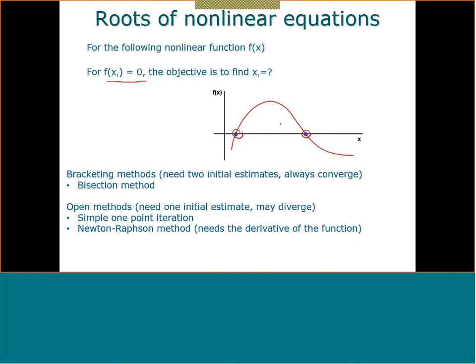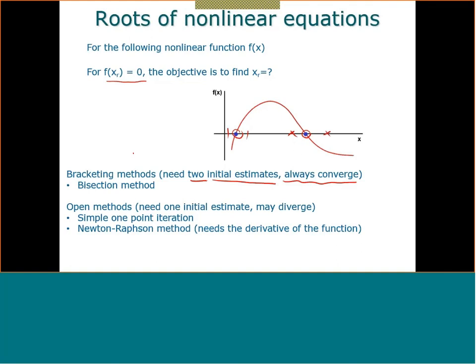Now, there are two categories of solving these types of questions, and today we will cover the first one. The first one is called bracketing methods. It is like you are bracketing the answer. Here you will need two initial estimates. So your answer is here, and you have two estimates, one on each side, that are bracketing your answer. One of the obvious advantages of these methods is that they always converge. Yes, you have to know where your answer lies between, and there is a way to tell if your initial estimates are bracketing the answer or not. You will see that this is very slow in convergence, but it always converges.